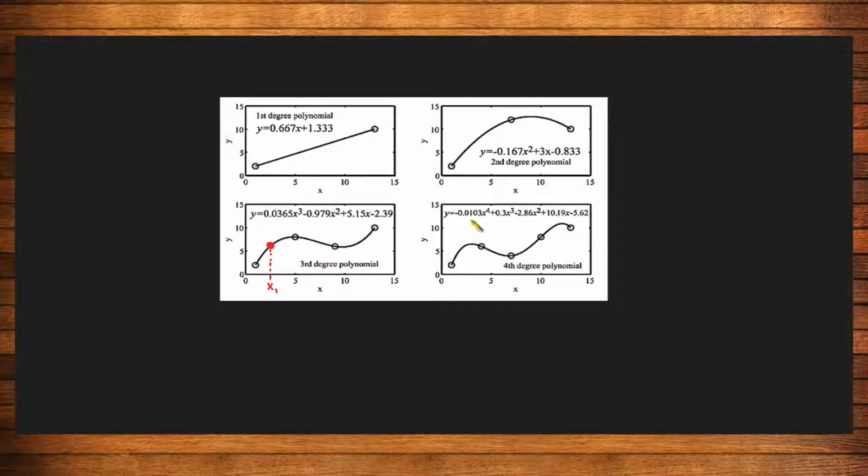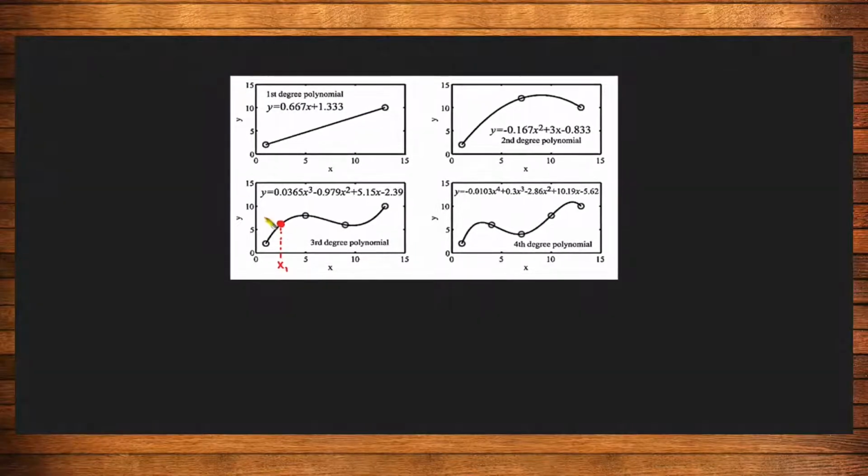Now take note that for n data points, there is one and only one polynomial of order n-1 that passes through all the points. So for example, there is only one straight line that connects 2 points. So similarly, only one parabola connects a set of 3 points. So polynomial interpolation consists of determining the unique n-1th order polynomial that fits n data points.